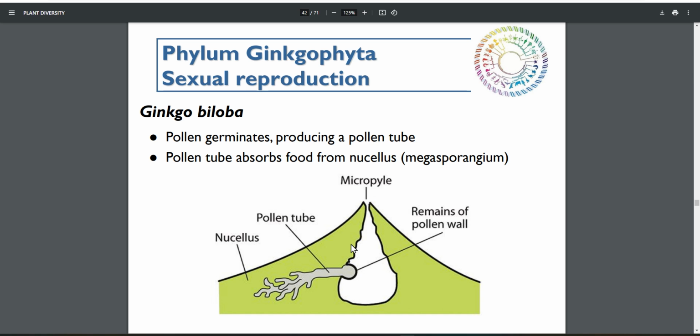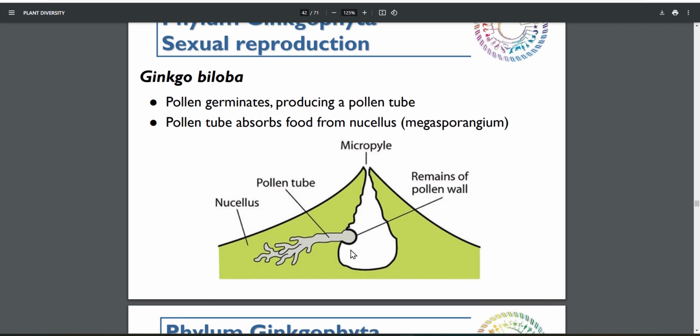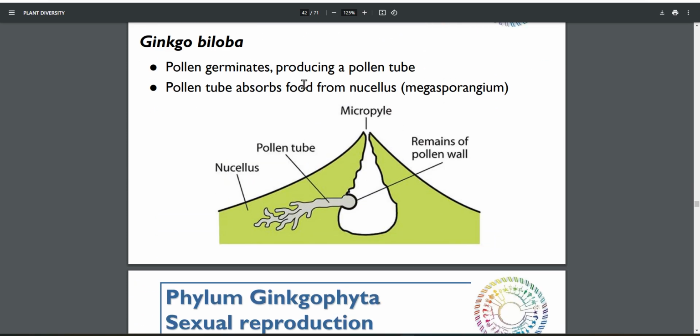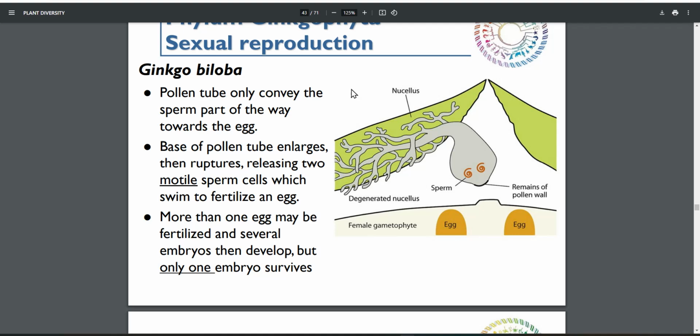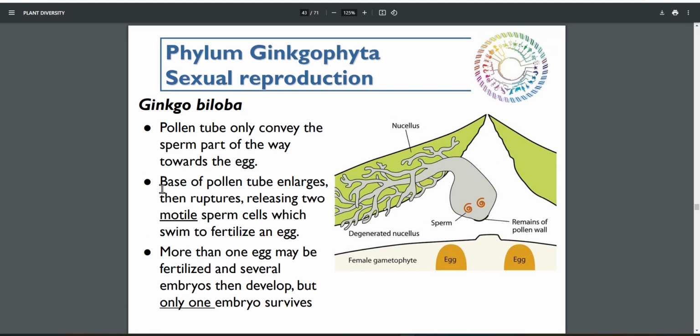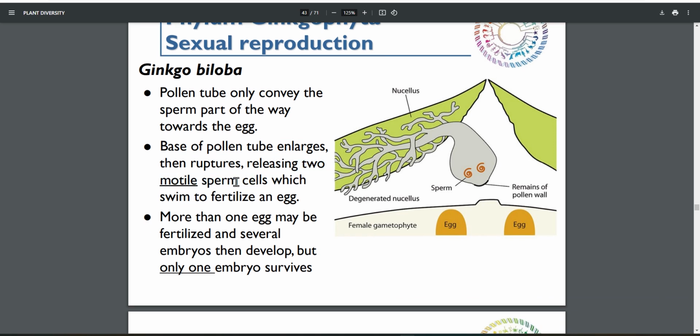But this is different. After the pollen enters the ovule through the micropyle, the pollen tube will germinate and dig into the nucellus for food. This is to absorb food for more growing, as well as the production of sperm. So when it is sufficiently grown and the sperm are created, the base of the pollen tube enlarges and then ruptures, so it breaks, and it releases two motile sperm cells.